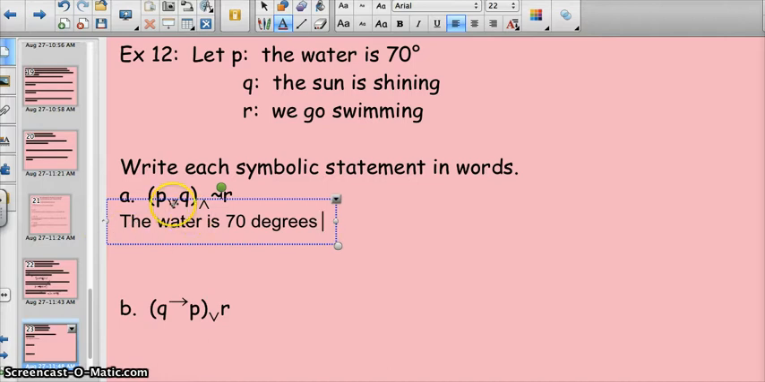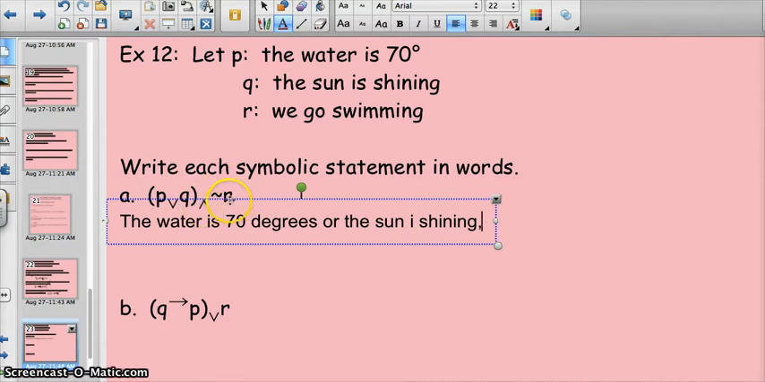This symbol right here is or. Q is the sun is shining. Now you're noticing here there are parentheses around those two. That means I need to put a comma at the end of them. Finally, we've got an and symbol here and a negation of R. Negation of R is the opposite of we go swimming, which is we do not go swimming.